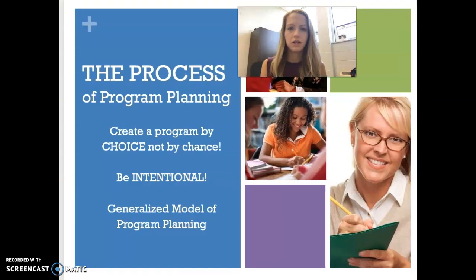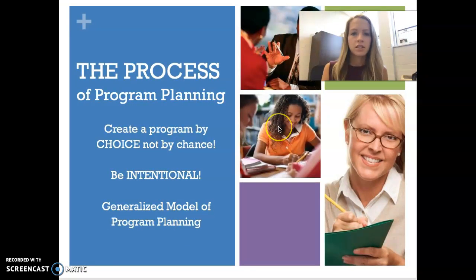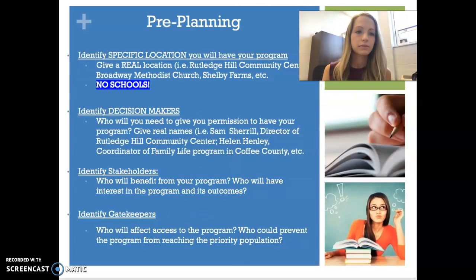All right, so let's talk about the process of program planning. We are going to create a program by choice, not by chance. You have the best likelihood of a program succeeding if it is planned well and it's intentional. So we're going to begin by speaking about the generalized model for program planning. Just some pre-planning items before we actually jump into that generalized model.